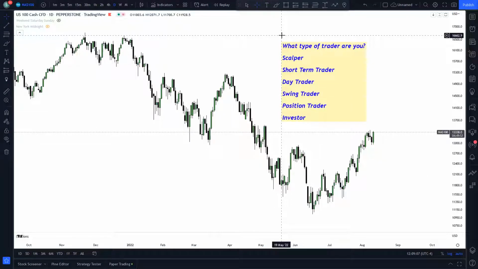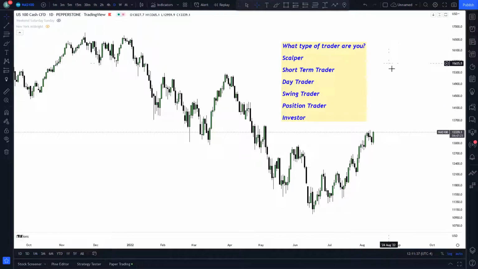So first, you need to know exactly what type of trader you are, which means the duration of your trades. So are you a scalper, so you hold for minutes to an hour? Are you a short-term trader, so around an hour? Are you a day trader, so a few hours? A swing trader, so a few days to a few weeks even? A position trader, so potentially years? Or are you an investor, so long-term?